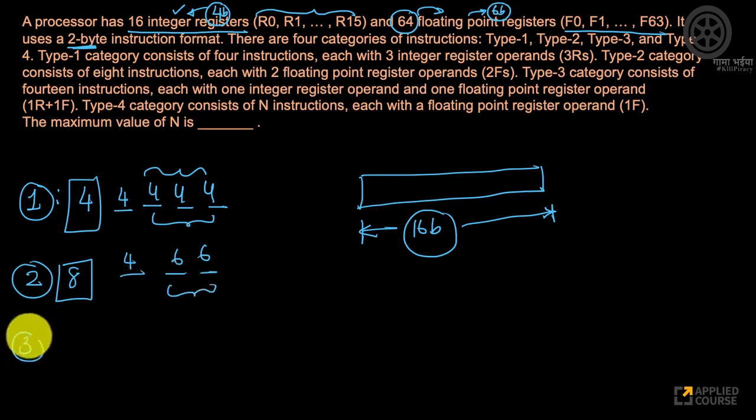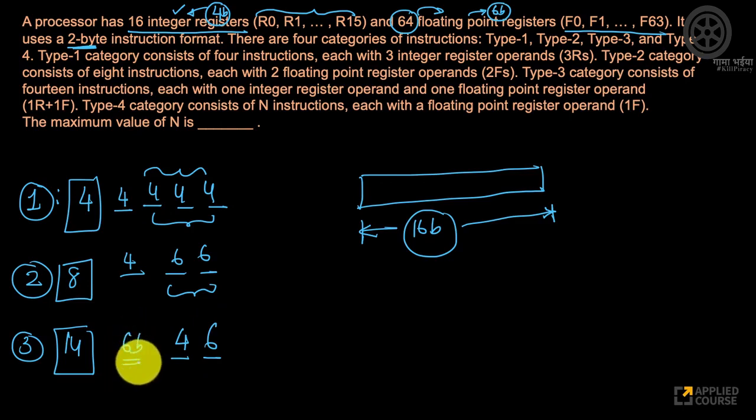Okay. So let's look at type 3. The type 3 category consists of 14 instructions, each with 1 integer register operand and 1 floating point register operand. So 1 register for integers, 1 register for floating point. That's 10 bits here, so I can use the rest of the 6 bits for the opcode. Okay, these are for the operands.